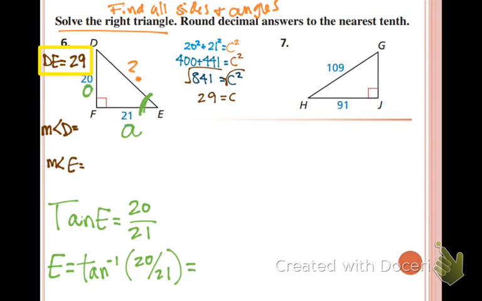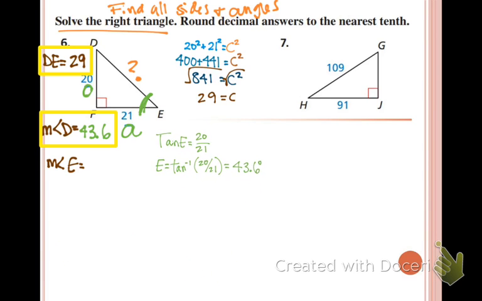Do we agree? 43 point what? All right, so 43.6. We put a box around it. Questions on how we found that angle?